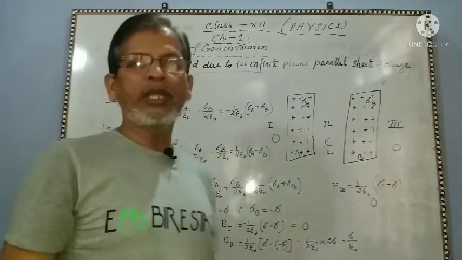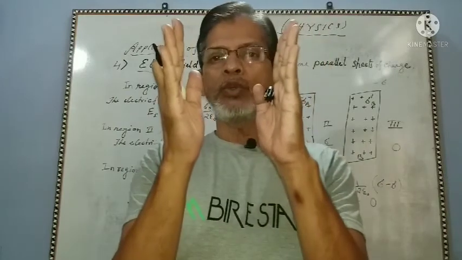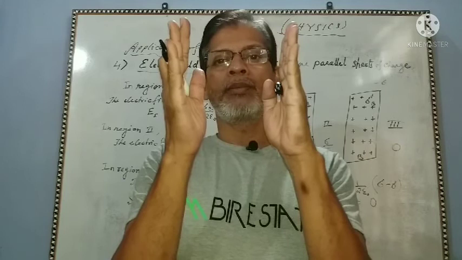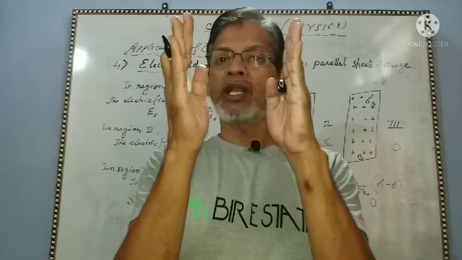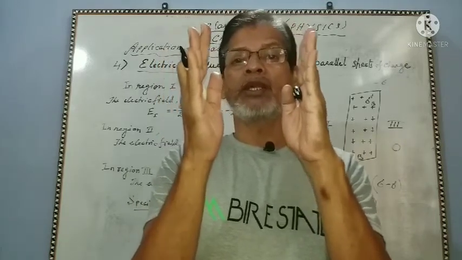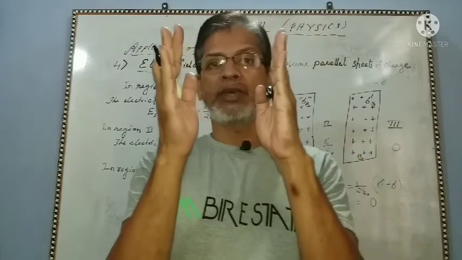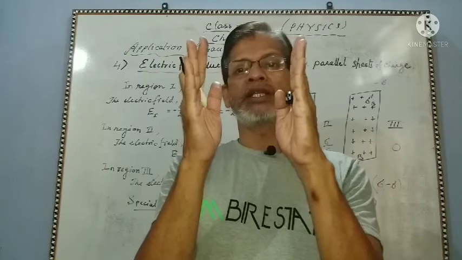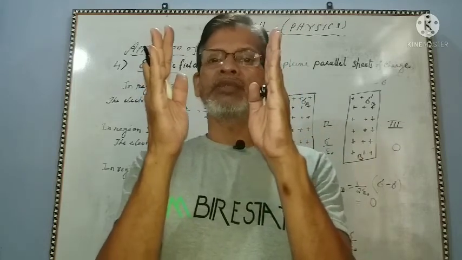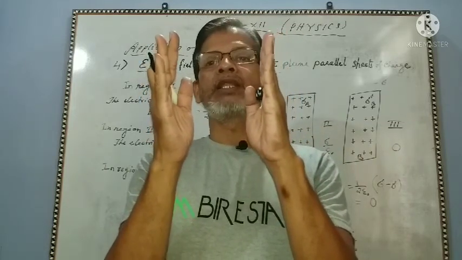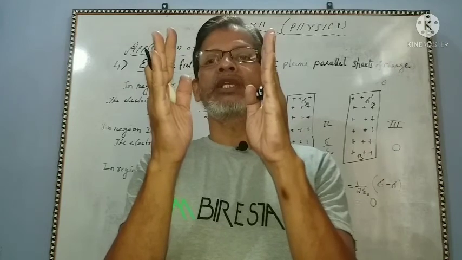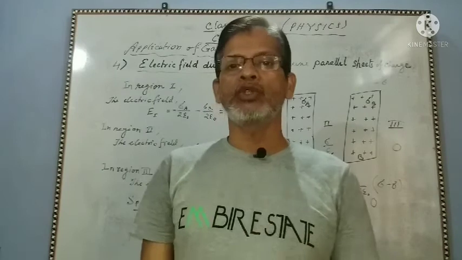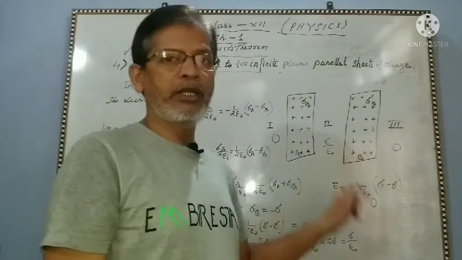So what can we conclude? If we place two plane sheets of charge parallel to each other, one positive and the other negative, having the same surface charge density, then outside the two sheets there will be no electric field. In between the two sheets there will be an electric field, which will be sigma by epsilon naught.